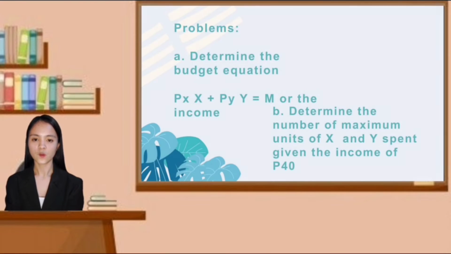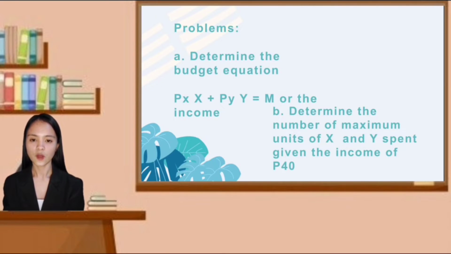The first thing that we will do is to determine the budget equation wherein the formula is the price of good X plus the price of good Y equals M, or the income. Next is B: to determine the number of maximum units of X and Y spent given the income of 40 pesos, which will later be used in our graph for the budget line, because the number of maximum units of good X and Y will be the data that we will use for our X and Y intercept.